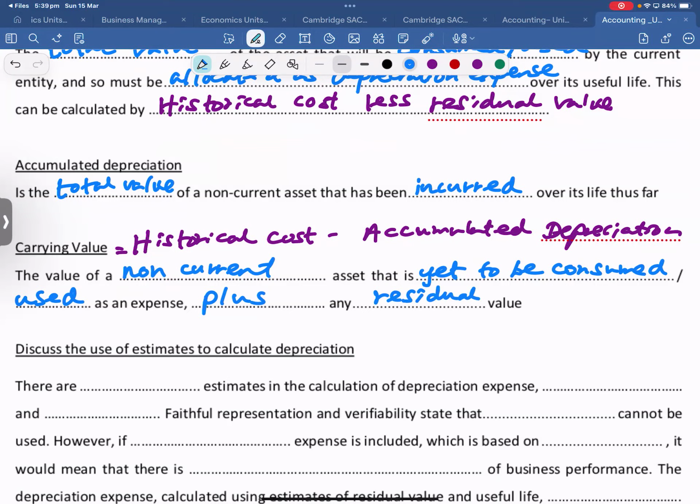So it's like the value recorded in the books. That's like a current value, yes. But it's not market value. It's like in the books. Yes, in the books. That is how much is yet to be consumed plus any residual value.